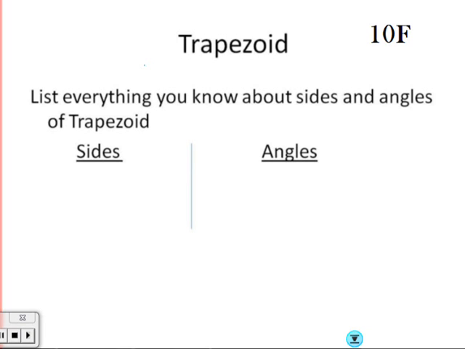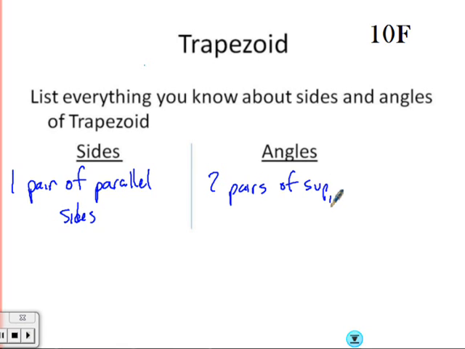One specific thing to trapezoids is that it has one pair of parallel sides, okay? That's one thing we know specifically about a trapezoid. Other than that, we don't know a whole lot about the sides. Something we know about the angles of a trapezoid, because it has parallel sides, it has 2 pairs of supplementary angles.